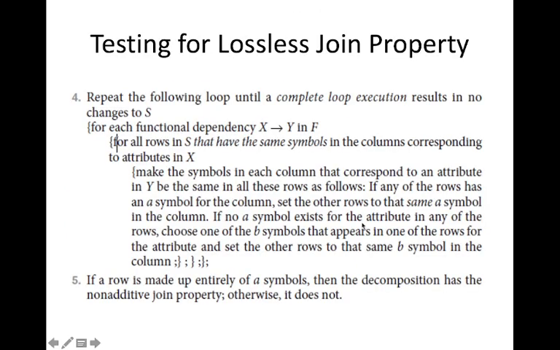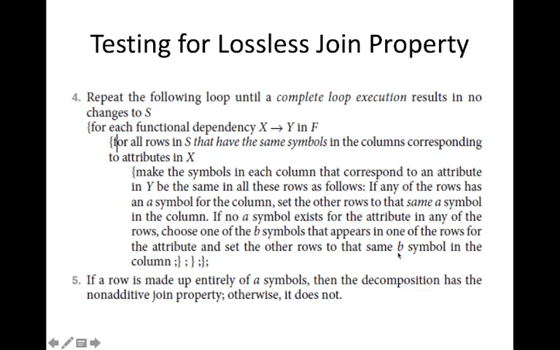One more thing you have to note in the fourth part: if in the Y part any of the rows has an A symbol for the column, we can make the others the same A symbol, as we have seen in the example. If no A symbol exists for the attribute in any of the rows, choose one of the B symbols that appears in one of the rows for the attribute and set the other rows to the same B symbol.